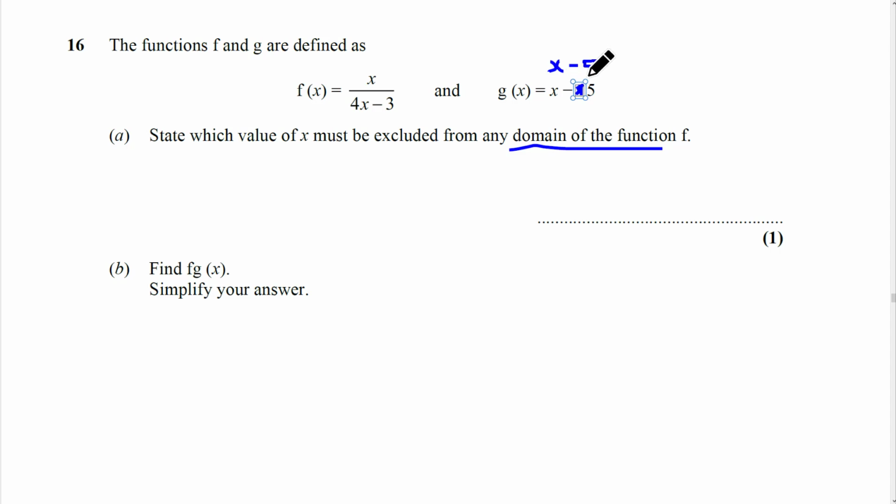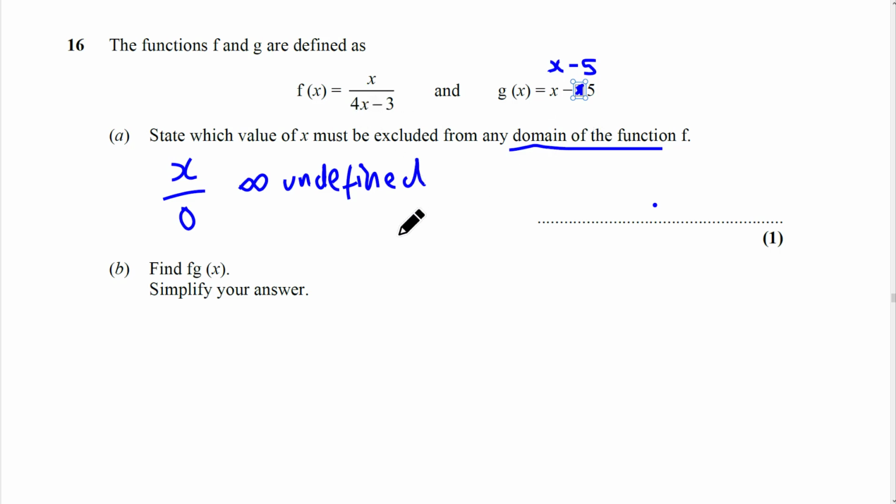There's been an error in the conversion. Okay, so it says state which value of x must be excluded from any domain of the function f. So this is a function, obviously it's a type of graph. So what will not be included in this graph? Because it says excluded. So what value of x won't fit it? Well, we know anything divided by 0 would be infinity, right? Or they sometimes call it undefined, because you cannot define this on a graph.